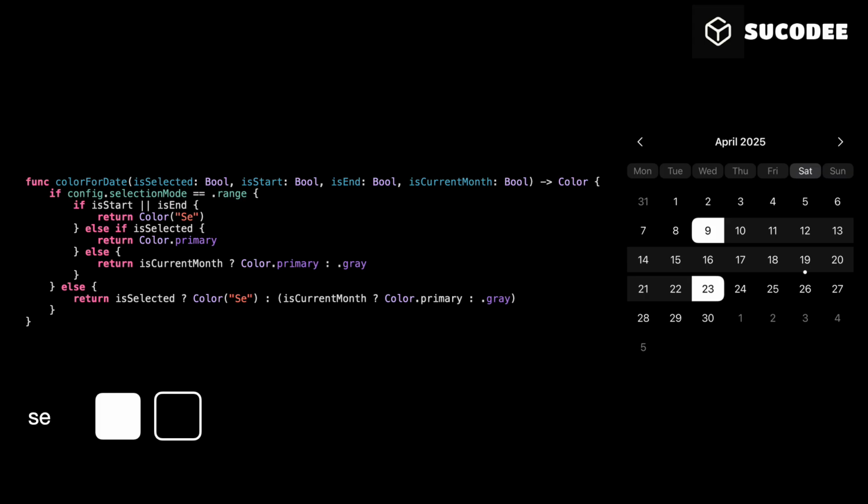If the date is not selected at all, we show it in normal color only if it belongs to the current month. Otherwise, we show it in gray. If we're using single or multiple selection, and the date is selected, show the custom color. If it's not selected, we check if it's in the current month. If yes, show normal color. If not, show gray.